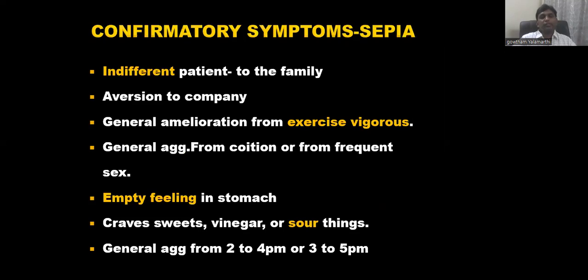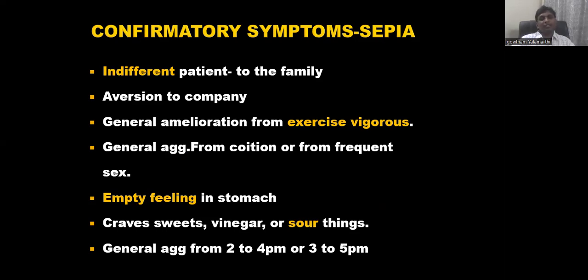So some of the confirmatory symptoms to prescribe Sepia: indifferent patient to the family, doesn't like company. General amelioration from exercising vigorously. General aggravation from coition or from frequent sex. Empty feeling in stomach. Craves sweets, vinegar or sour things. General aggravation from 2 to 4 p.m. or 3 to 5 p.m.